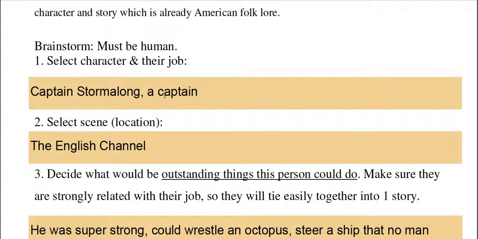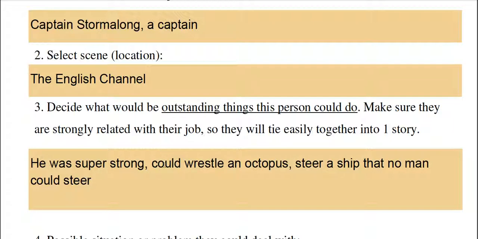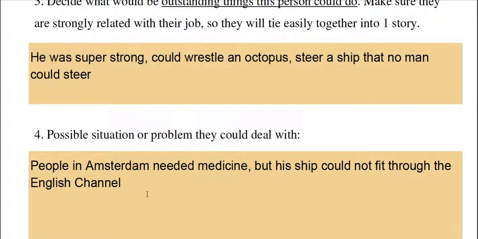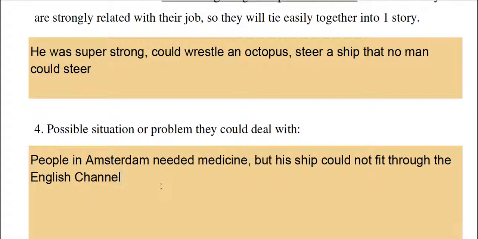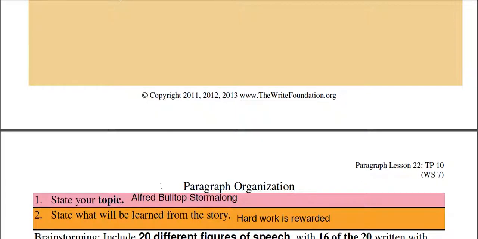So Captain Stormalong, a captain, select the scenes. I chose the English Channel. He was super strong, could wrestle an octopus, steer a ship that no man could steer. I just jotted down a couple of things, pulling from that and another story about him. A problem or situation they could deal with. I crafted this story. People in Amsterdam needed medicine, but a ship could not fit through the English Channel. Remember, if I go too quickly, just pause it and keep writing.